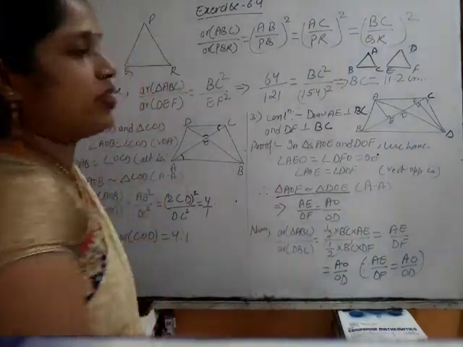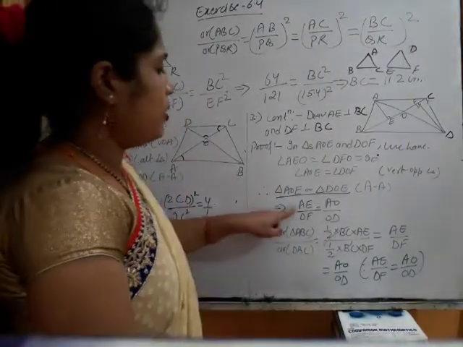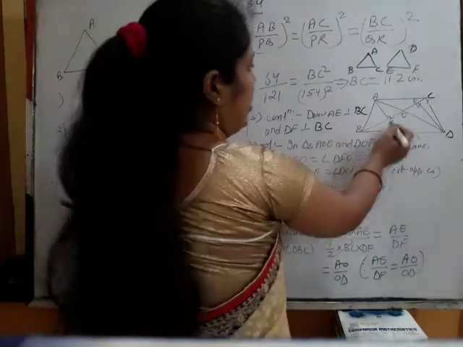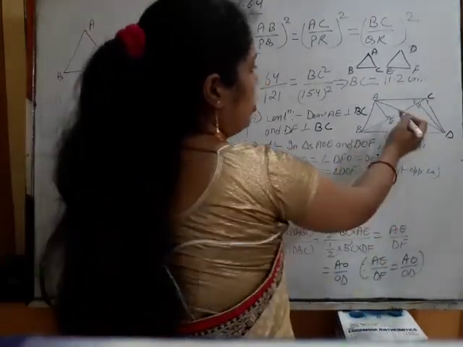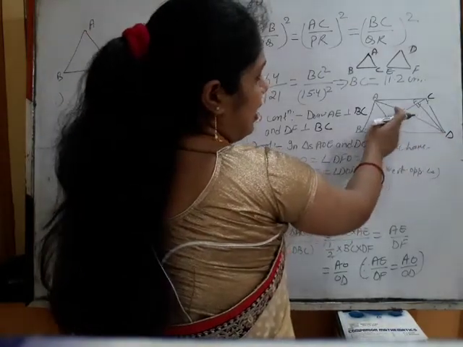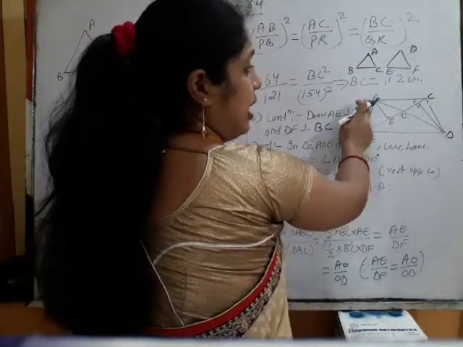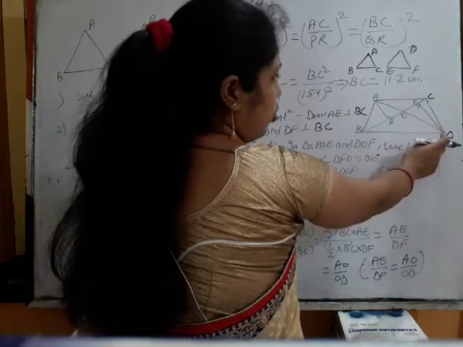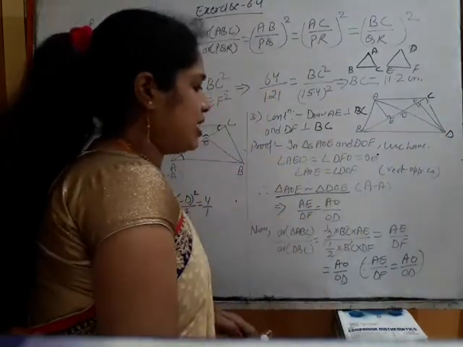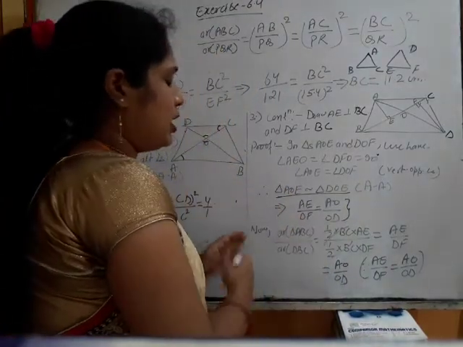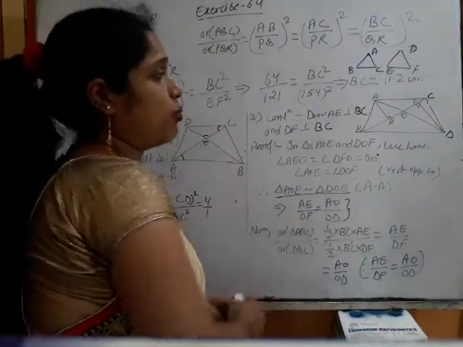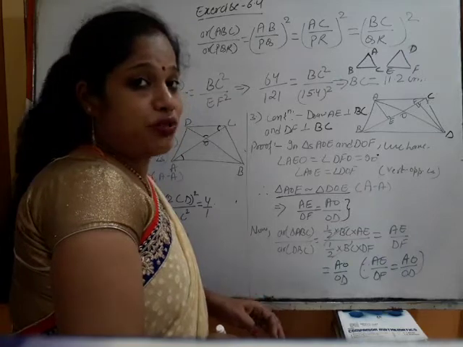So the ratios of the sides will be equal: AE upon DF, which are perpendiculars, and AO upon DO, the distance of vertex A from O and of D from O. So we will keep this equation here. Now again, since we have drawn perpendiculars, we will be using them wisely.